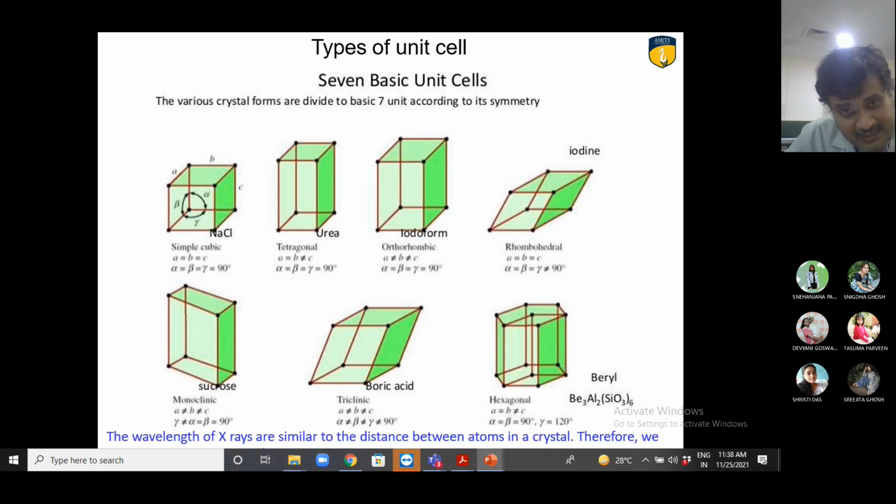More complex arrangements can be found in other ones, like sodium chloride, which is cubic. In urea we get tetragonal. In the case of iodoform, orthorhombic; boric acid, triclinic; sucrose, monoclinic. So all these are arrangements which are more complex than the simple cubic arrangement that we just discussed.